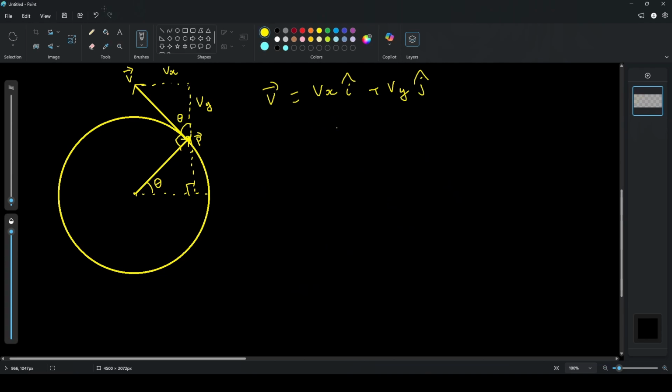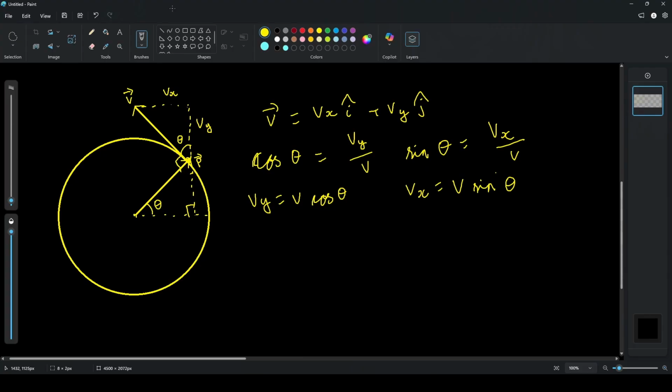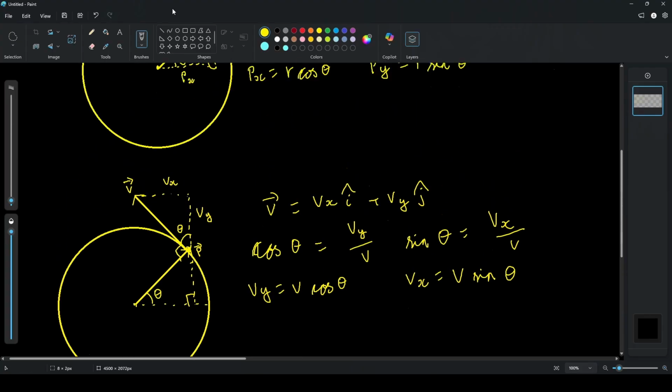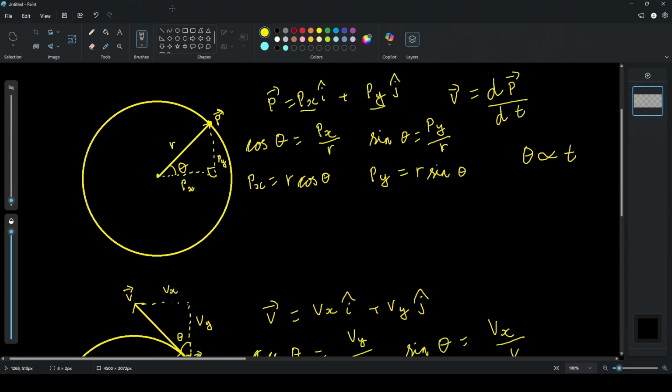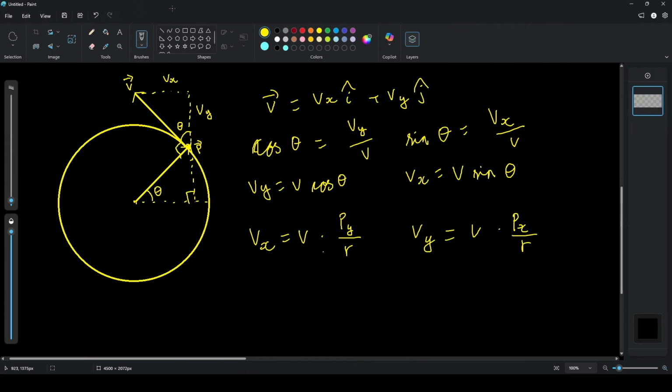So this is theta. And we can represent this in polar form like our position vector. So we get vy is equal to v cos theta and vx is equal to v sin theta, where v is the magnitude of the velocity or speed. So this is the circular speed. Now, this cos theta and sin theta can be represented in terms of px and py. So we can substitute them in, and we get vx is equal to v times py over r, and vy is v times px over r.